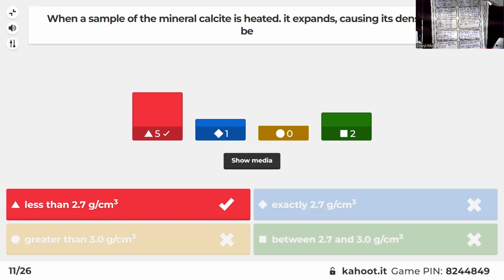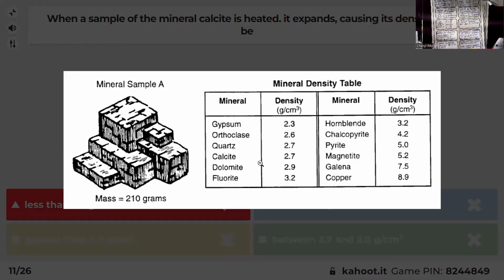So again, remember how I said they love these concepts where they make you know the science. So what happens to anything when you heat it besides water? What happens to the density? It goes down. Remember, the molecules spread out, decreasing the density, but then they made you look at a chart. Calcite has a density of 2.7. So we want anything less than 2.7, and that was the answer, less than 2.7.